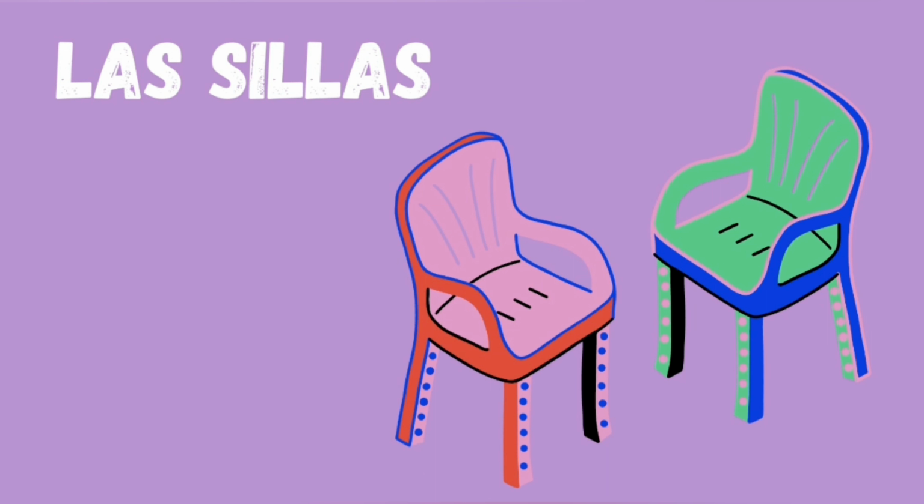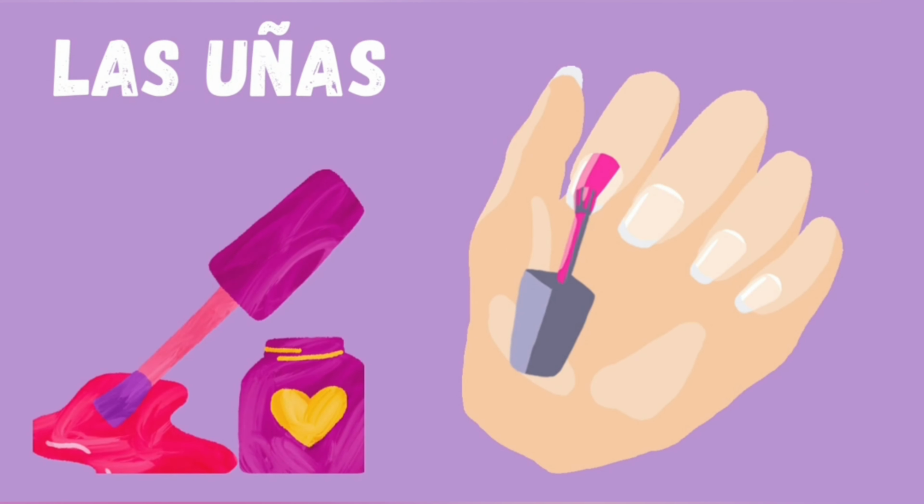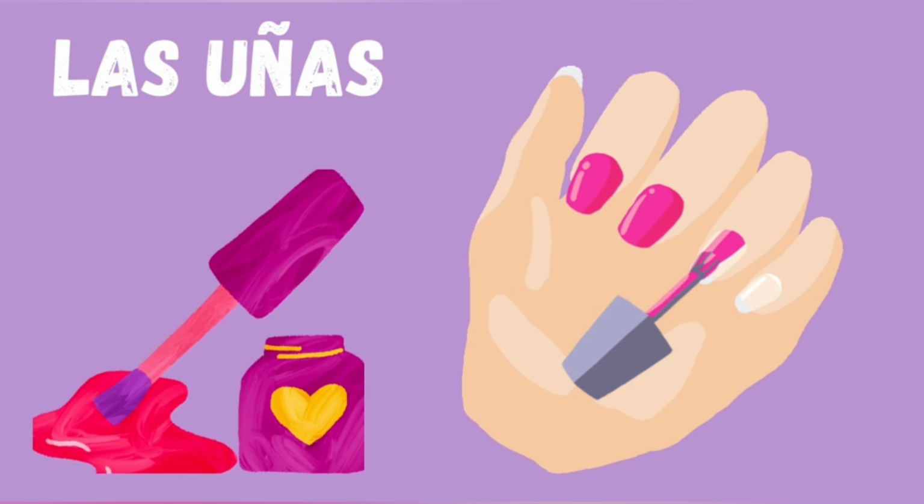In English, we're going to say the chairs. In Spanish, we're going to say las sillas. Las sillas. In English, we say the nails. Okay, in Spanish, we're going to say las uñas. Las uñas.